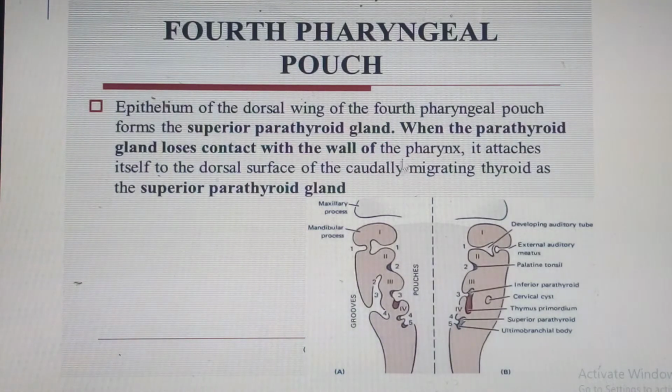So what are we saying? The dorsal wing of the fourth pharyngeal pouch is giving rise to the superior parathyroid gland. It will also detach from the wall of the pharynx and migrate caudally with the thyroid gland, this time with the thyroid gland, not with the thymus. Then it locates its position superiorly, because of migration of the thymus together with the inferior parathyroid gland, the inferior parathyroid gland now will come below. So please get to know that.